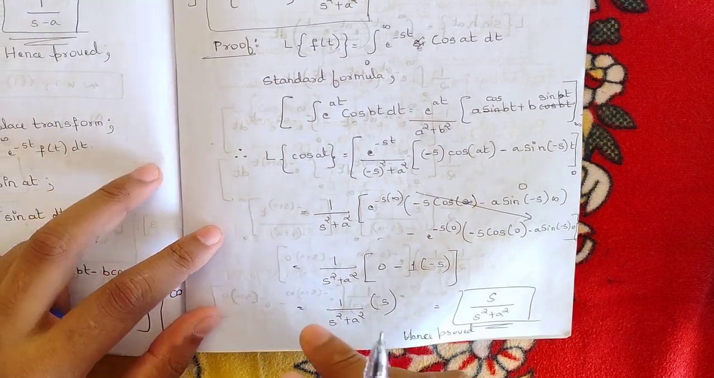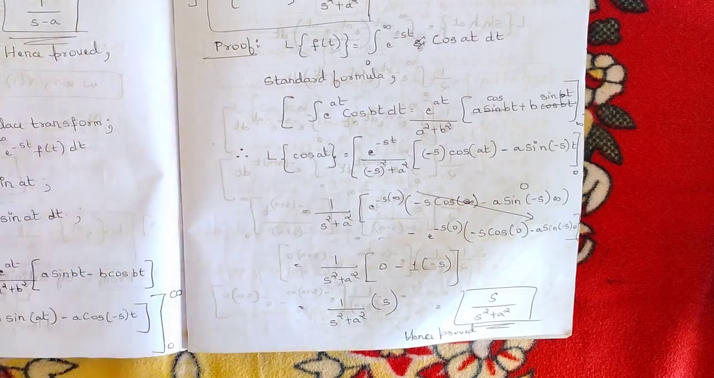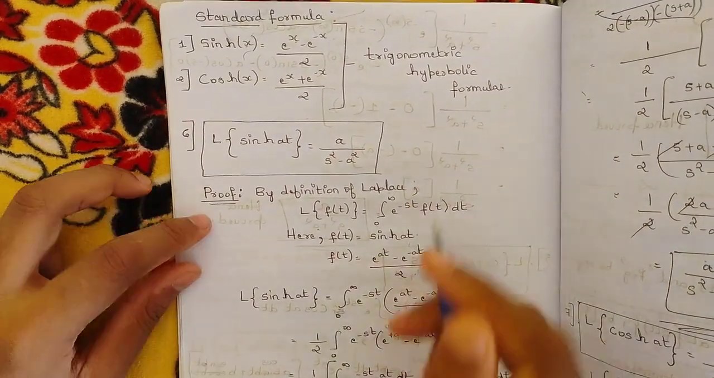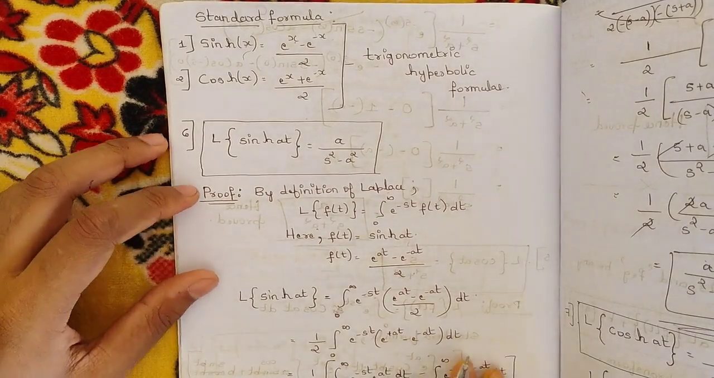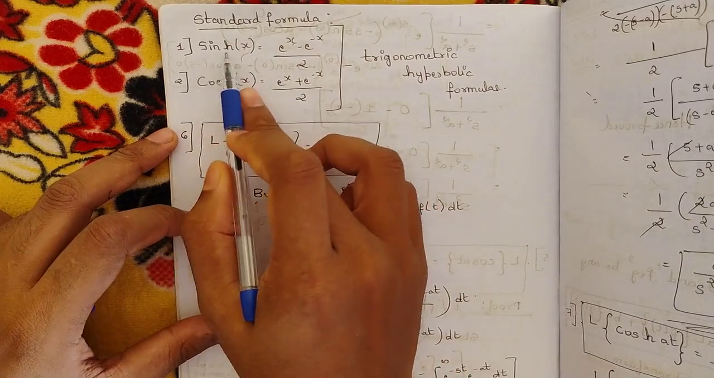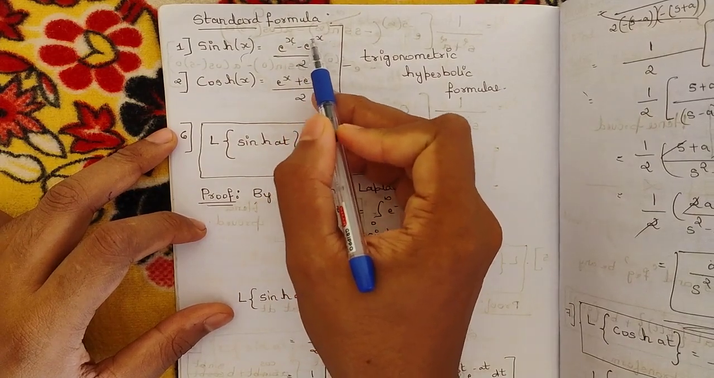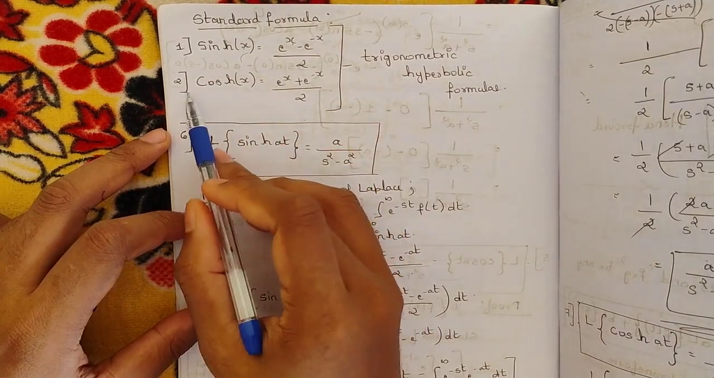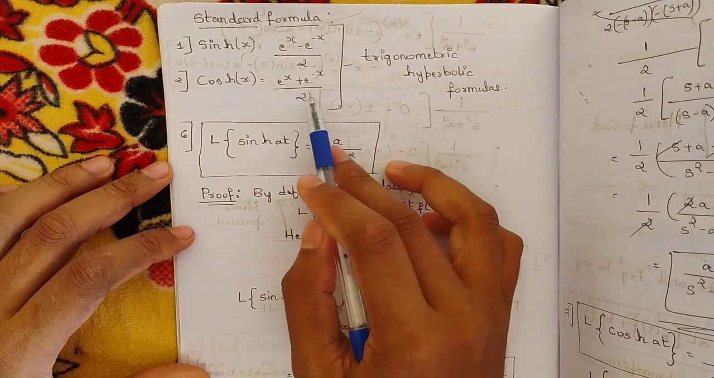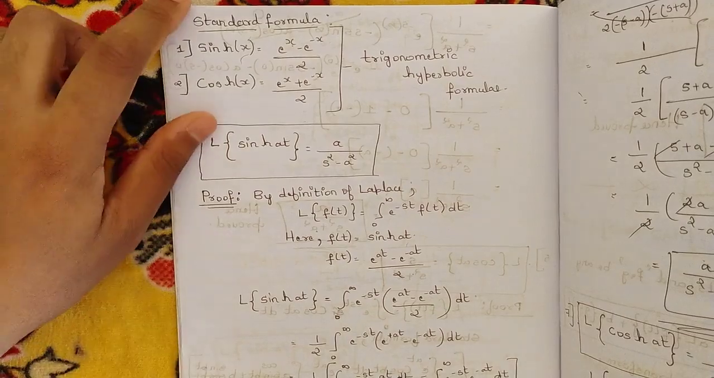We have 2 more very important functions. Those are hyperbolic functions. Very important hyperbolic functions that we are going to see now. The hyperbolic functions have two standard formulas. One is sin h of x, that is given by e to the power x minus e to the power minus x divided by 2. And similarly we have cos h of x is equal to e to the power x plus e to the power minus x divided by 2. These two are called the trigonometric hyperbolic formulas.